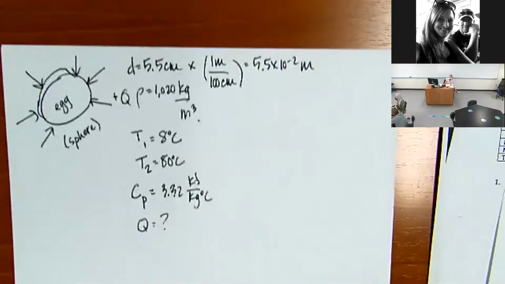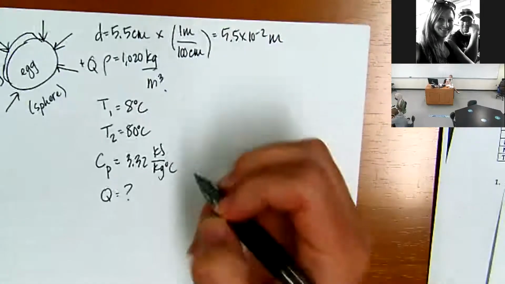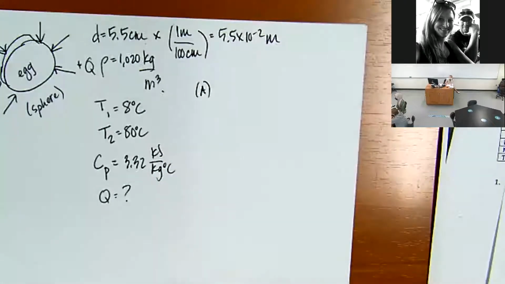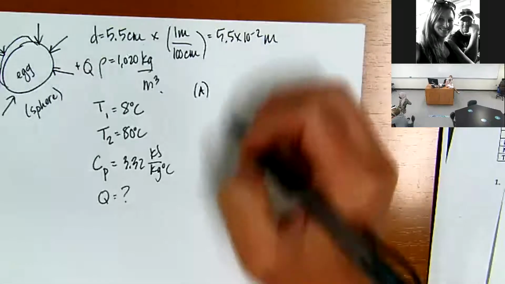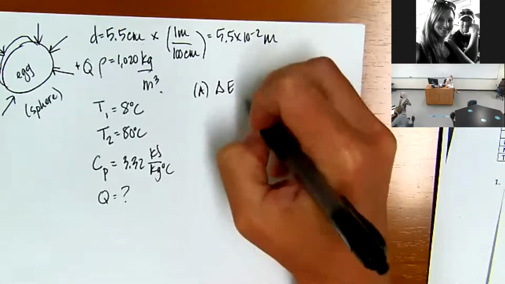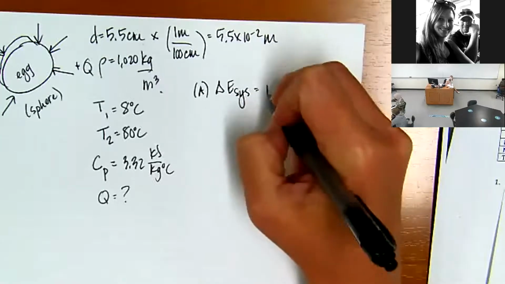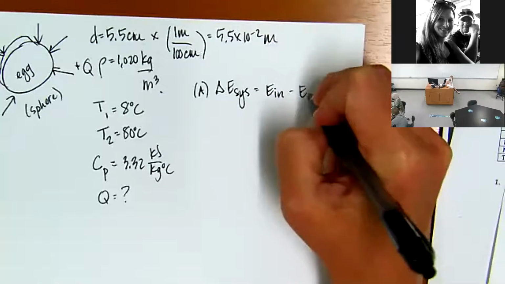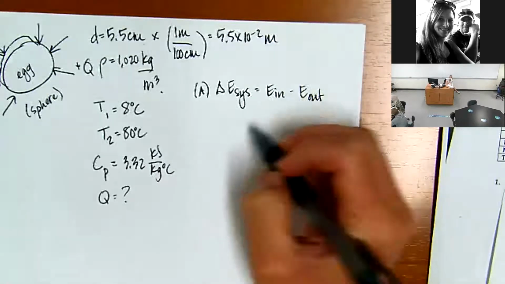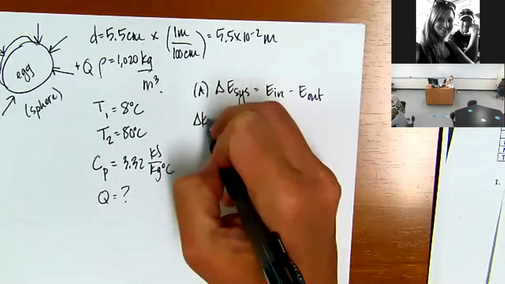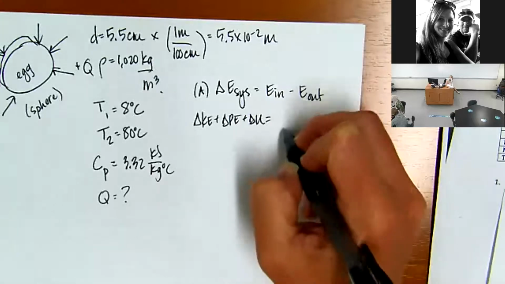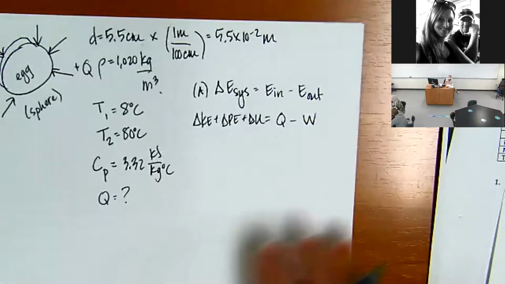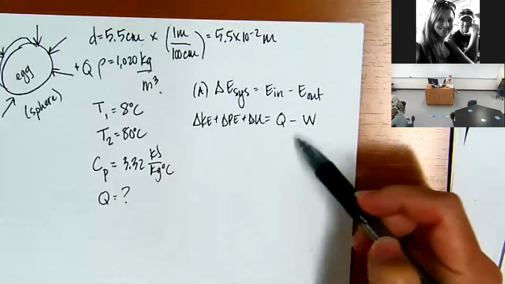All right. Then I am going to start my problem. So I will start A over here. For A, we are asked to find heat, but I'm going to start the way that I start almost every problem in chapter 4, with my energy equation. So the change in energy of my system is equal to energy in minus energy out. So the change in energy of my system is my change in kinetic energy plus my change in potential energy plus my change in internal energy is equal to heat minus work, or whatever sort of energy I have coming in minus energy I have coming out.